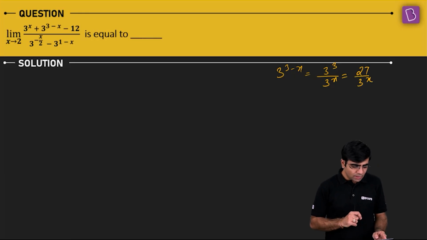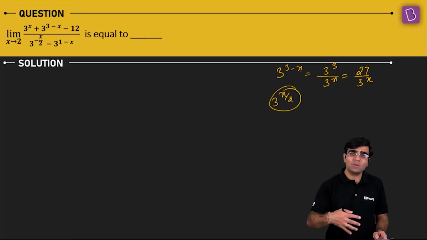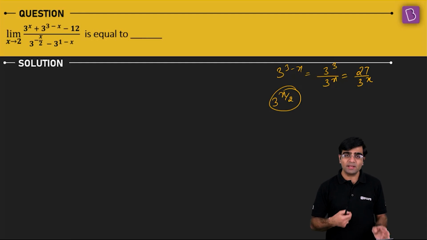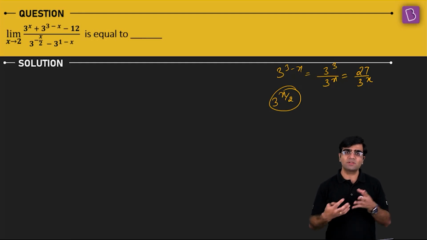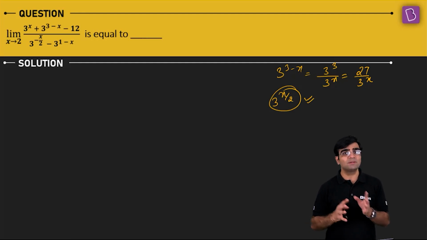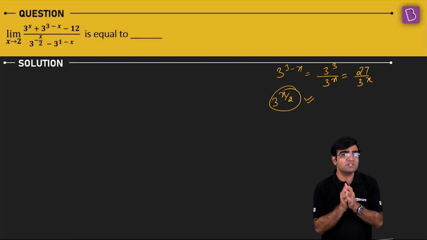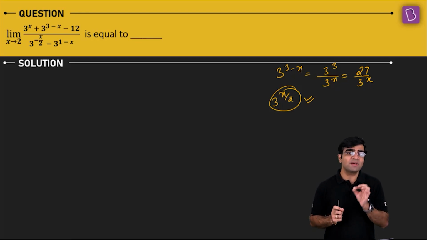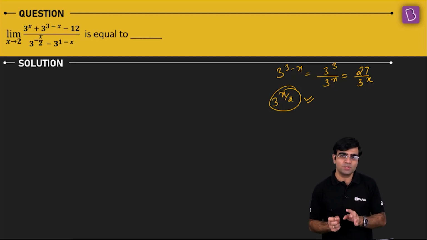Perfect. Okay. And then we have 3 raised to minus x by 2 minus 3 raised to 1 minus x, which is nothing but 3 by 3 raised to x. Okay. So in all such cases, can you see that 3 raised to x by 2 is something which is occurring again and again. So 3 raised to x is there, 3 raised to x by 2 is there. It's advisable that you convert this 3 raised to x by 2 by some variable. It will ease out your calculation. So in the examination hall, especially in the mains one, try to simplify your calculation by doing such substitutions.